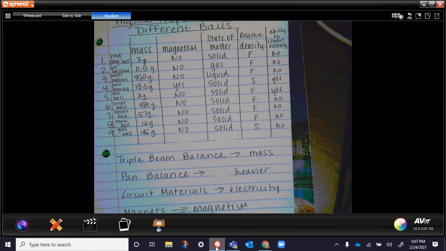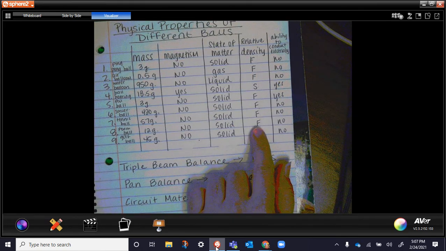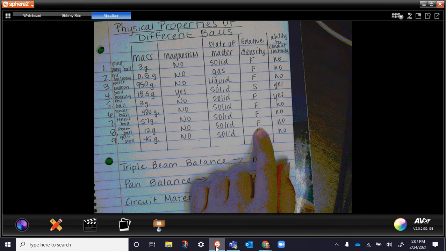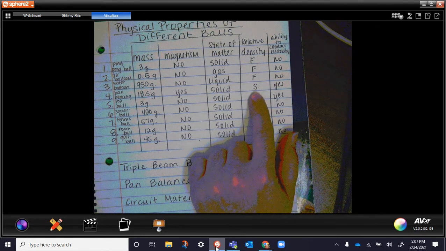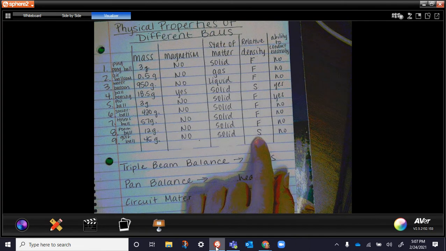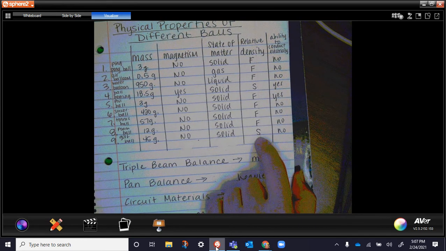And then for the density, we used the aquarium. So they filled the aquarium with water. And if they floated, so F for float, that means that it was less dense than the water. If it was sinking to the bottom, like the ball bearing and the golf ball, then that means it was more dense than the water.